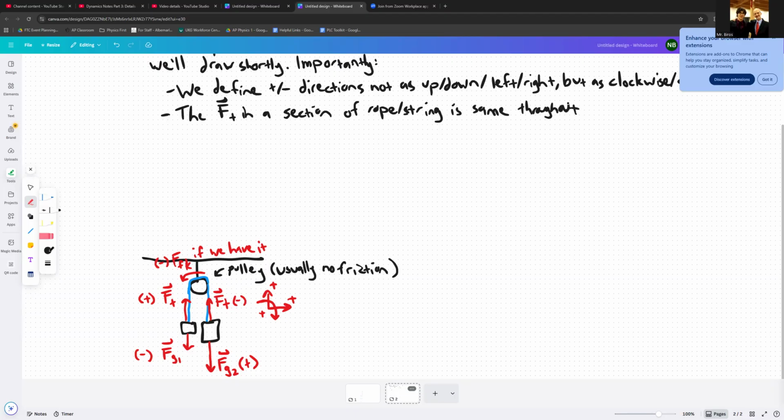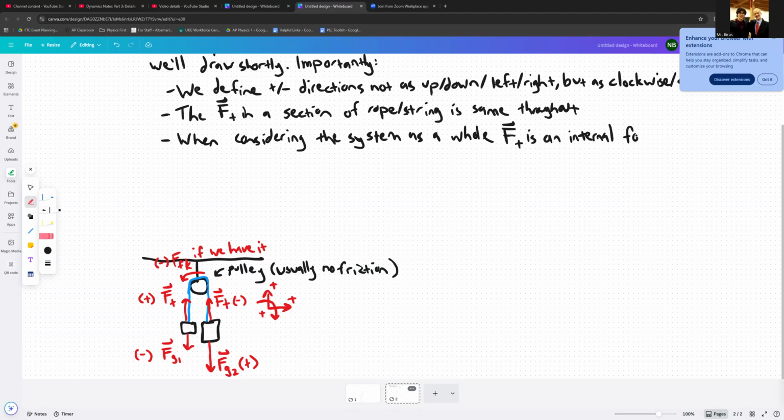All right, a couple more things for Atwoods machines. Once again, and this is just a good reminder from our last problem as well, when considering the system as a whole, tension Ft is an internal force.